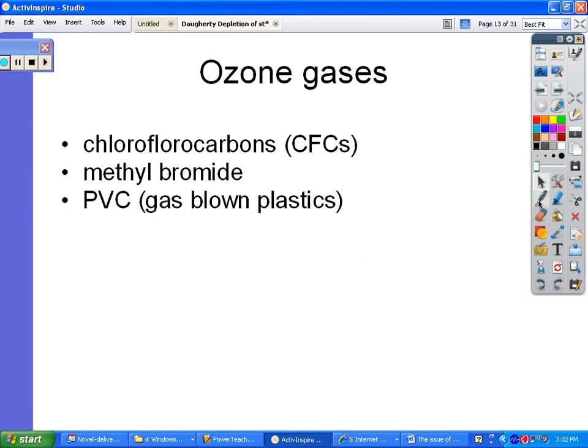Okay, what are our major culprits in terms of the gases that deplete the ozone layer? We've already mentioned these earlier, your CFCs, chlorofluorocarbons. We've actually seen the reaction of how they attack ozone. Another big one is methyl bromide. It's used in agriculture as a fumigant or a pesticide. It's used to spray down crops. And we'll come back and talk about that a little more later. But mostly used in agriculture, used as a spray, as a pesticide.